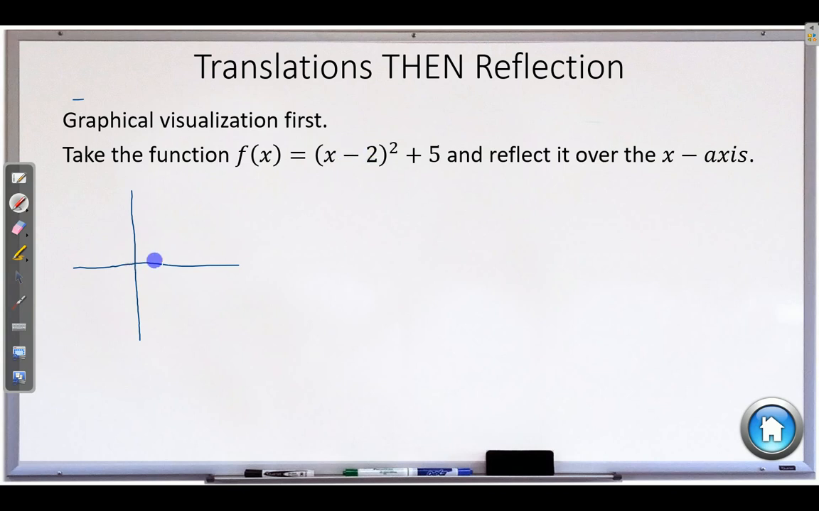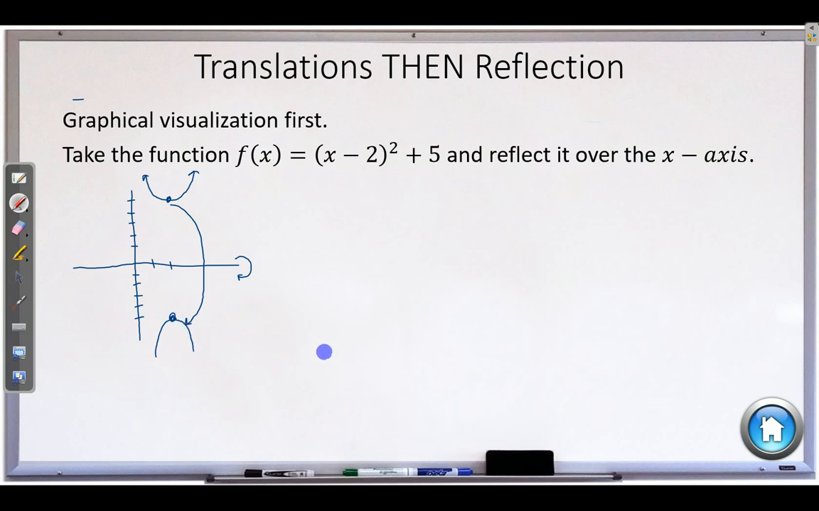Let's see, minus 2 means 2 to the right, 1, 2, and then plus 5 means 5 up, 1, 2, 3, 4, 5. So my parabola is here and it's going up. So now I want you to imagine taking that parabola, this one here, and then reflecting it like a mirror over the x-axis. And so it would flip and come all the way down here. And so if I would go down 5 then, 3, 4, 5, it would now be down here and it would be flipped upside down.